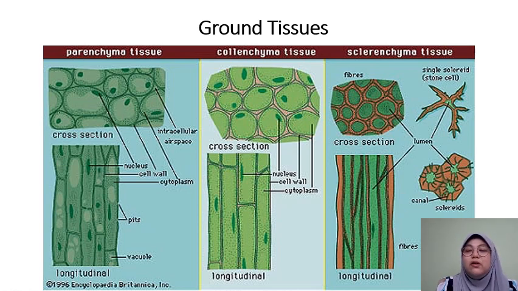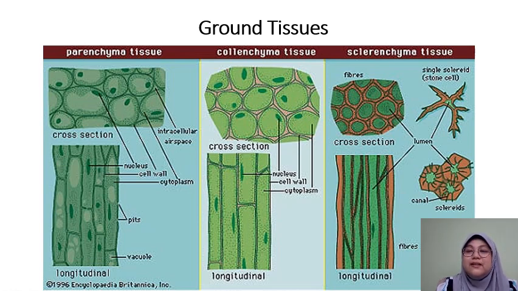And next we have the collenchyma tissue. So collenchyma cells have thin primary walls, but they have some secondary thickenings. So collenchyma tissue provides extra mechanical and structural support to plants, particularly in regions of new growth.